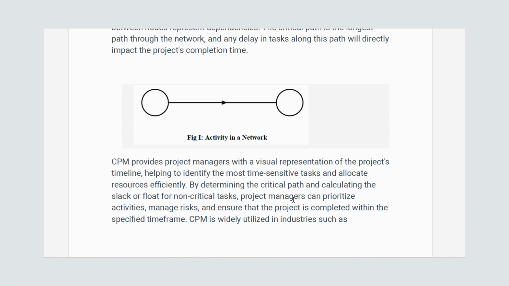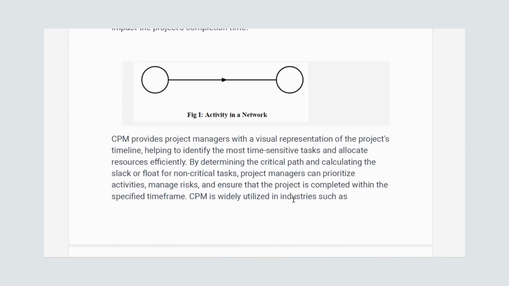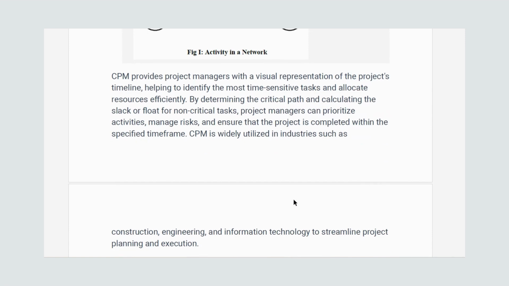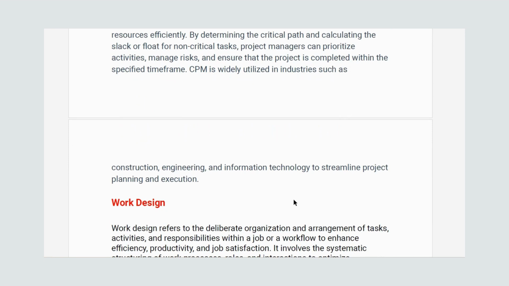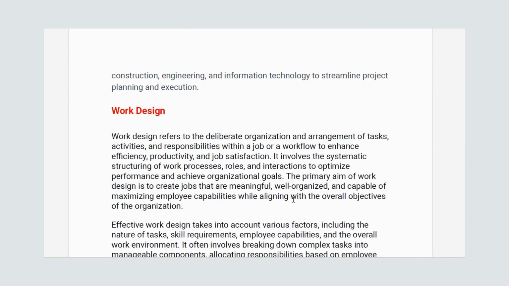Okay, so by determining the critical path and calculating, the project managers can prioritize their activities, they can manage the risk, and also they can complete the project within the specified time frame. So CPM is widely utilized in industries such as construction, engineering and information technology to streamline project planning and execution.